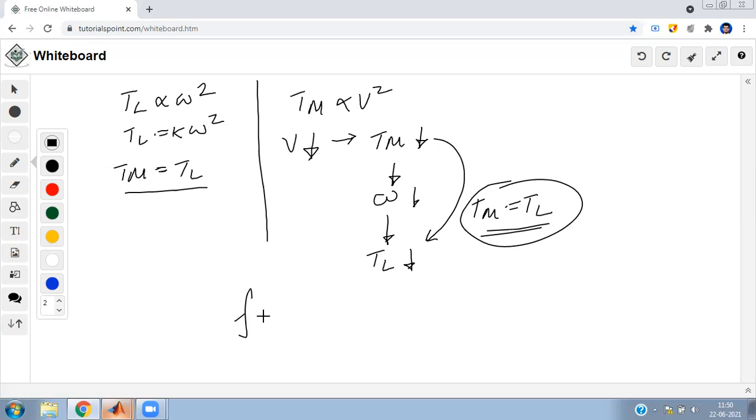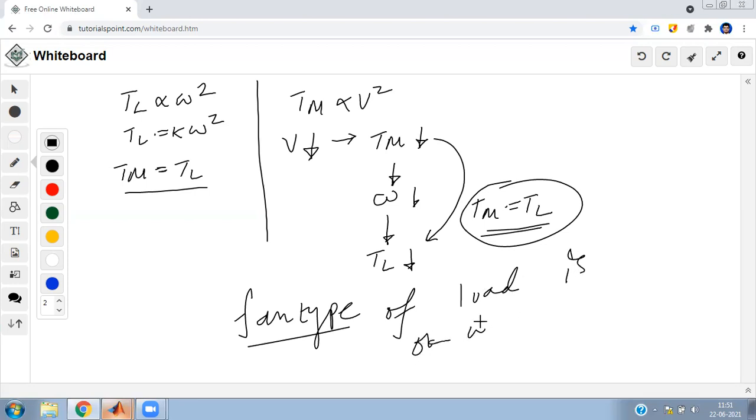Right? So fan type of load is okay with reduced voltage. Right? So let's see the simulation, and I would like to show you how with reduced voltage this fan type of load is able to cope or handle.